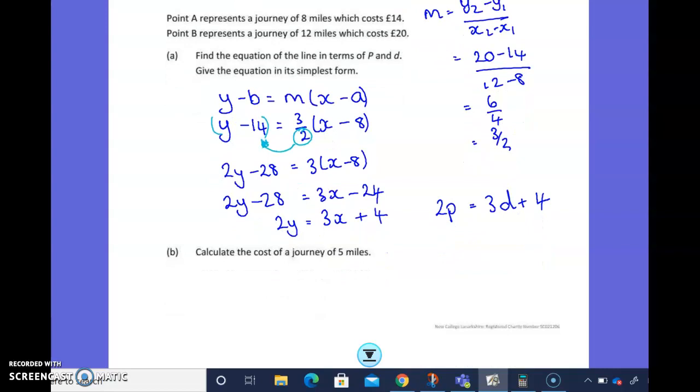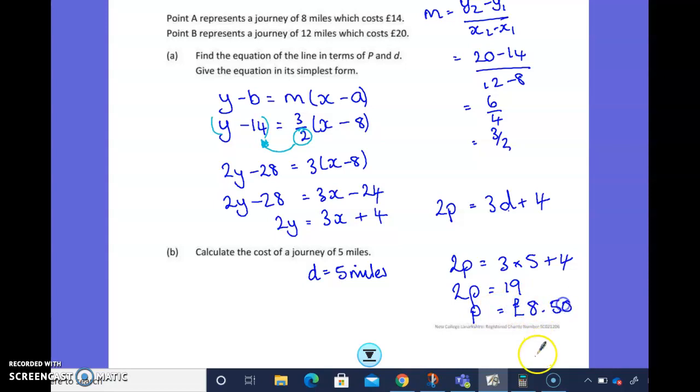Part B, calculate the cost of a journey of 5 miles. So the journey is the distance, is 5 miles. I want to find the cost. So I get 2p equals 3 times 5 plus 4, just putting 5 into my formula for D here. So 2p is 3 times 5 is 15, add 4 is 19. So p must be half of that. Half of £19 is £8.50. Okay, that's the last wee bit on scattergraphs then.